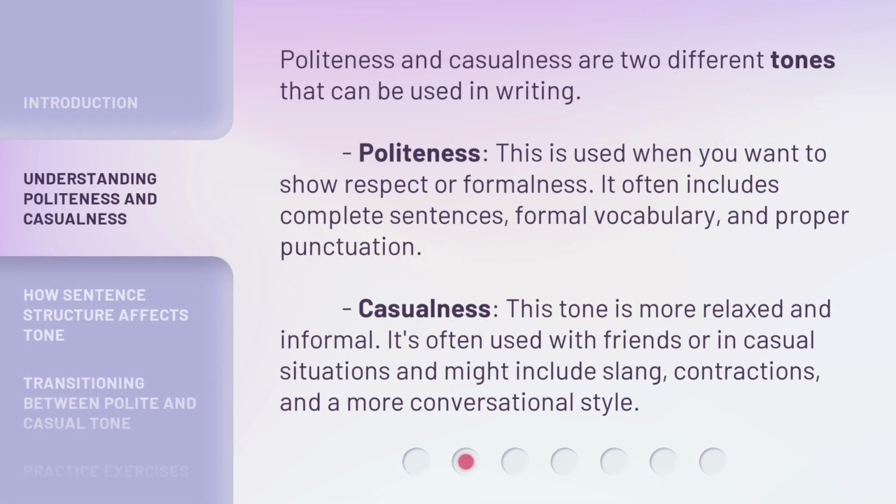Politeness and casualness are two different tones that can be used in writing. Politeness. This is used when you want to show respect or formalness. It often includes complete sentences, formal vocabulary, and proper punctuation. Casualness. This tone is more relaxed and informal. It's often used with friends or in casual situations and might include slang, contractions, and a more conversational style.